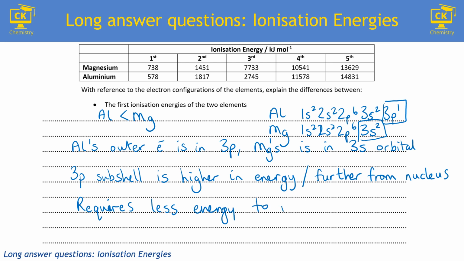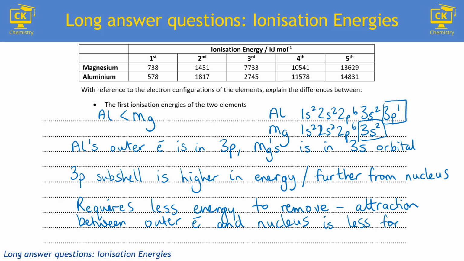So always link it to the actual difference that we have. And the reason it requires less energy is because the attraction between the outer electron and the nucleus is less for aluminium. Every time we're comparing things, if we ever say less or more, make sure we're saying what is less. So in this case, aluminium has less attraction.